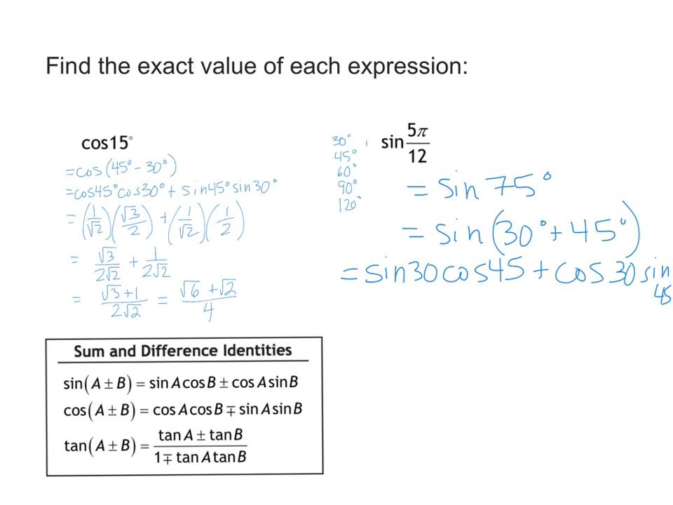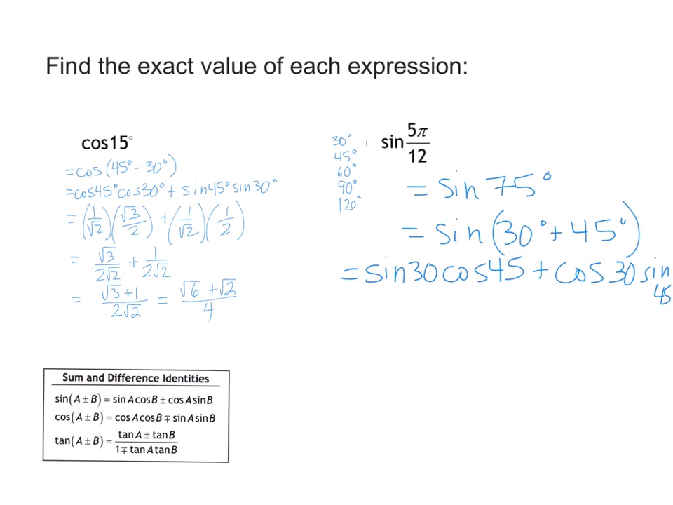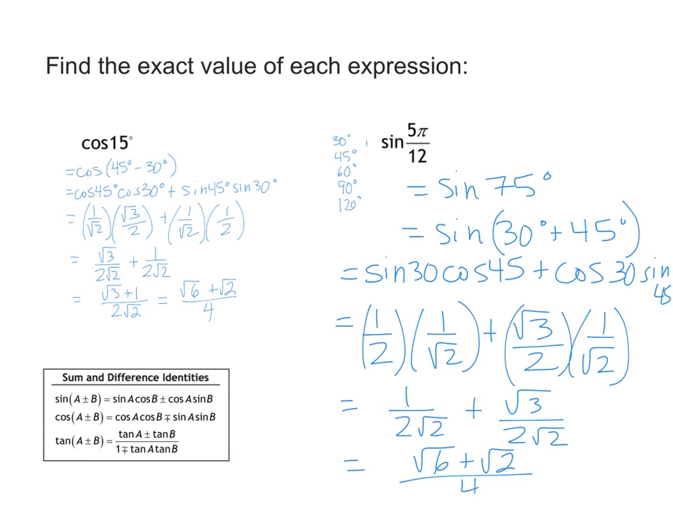Sorry, that didn't quite fit in there. So all three that we did have the same answer. They're not all going to have the same answer, so you can't just memorize that one answer, unfortunately. But they'll all be very similar. So that's the sum and difference identities.